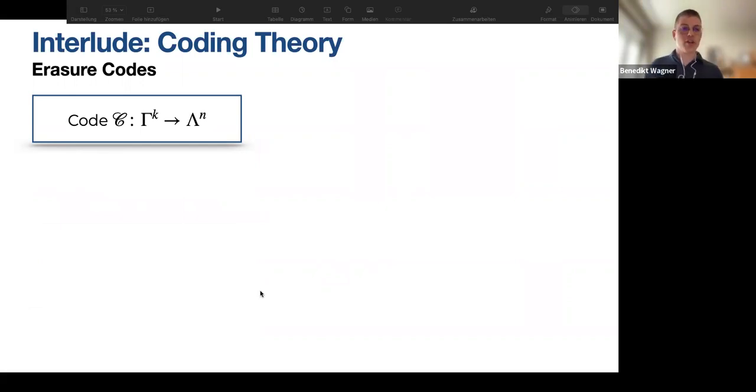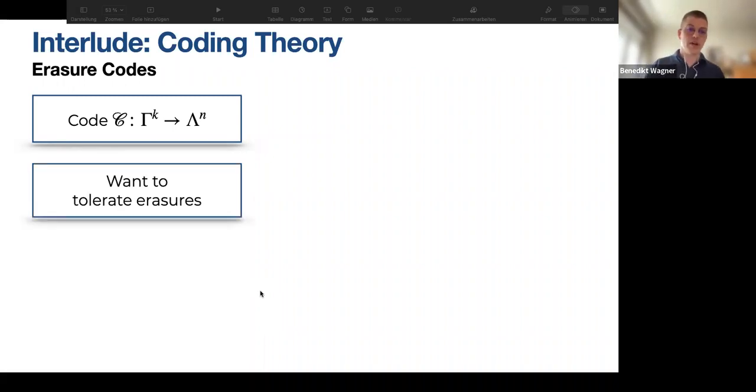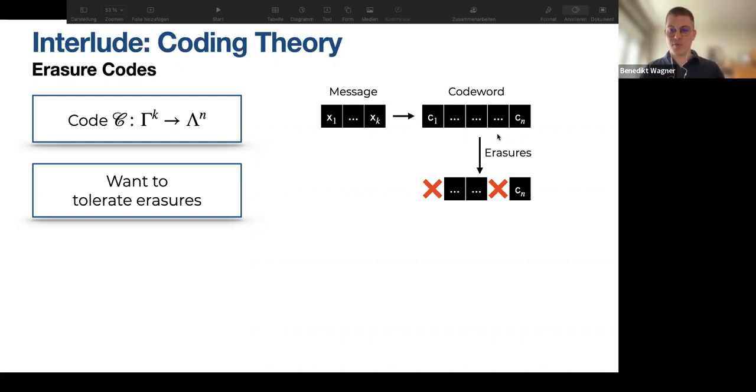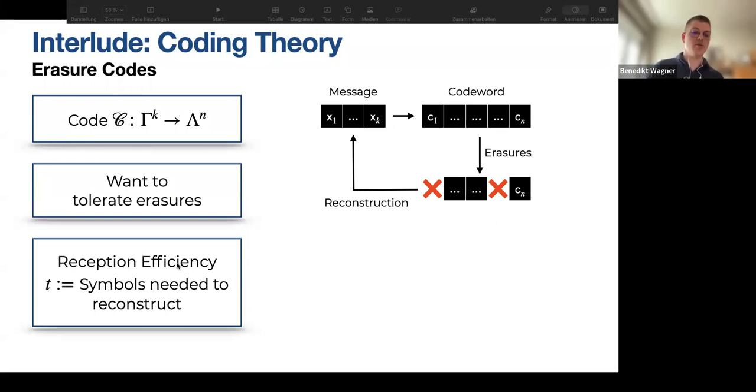Now what are erasure codes? Erasure codes are again just any code, but with a specific way of looking at it. We look at it from the perspective of erasures, so what we want is to tolerate erasures. What does that mean? We have our message, we encode it with the code, and now some of the symbols are lost. This is already close to the setting that we talked about before. And now you still want to be able to recover the message as long as you have enough of these symbols. That's an erasure code, and it has one very important parameter, called the reception efficiency, which tells you how many symbols I need to reconstruct the message. Whenever I have T symbols, and it doesn't matter which ones, I can recover the message.